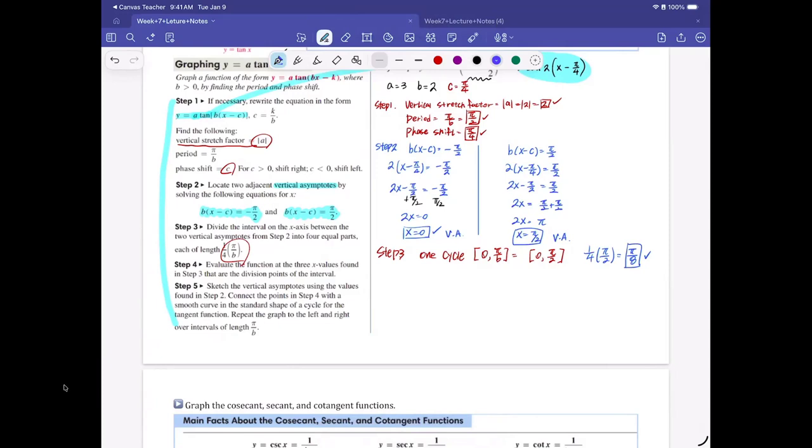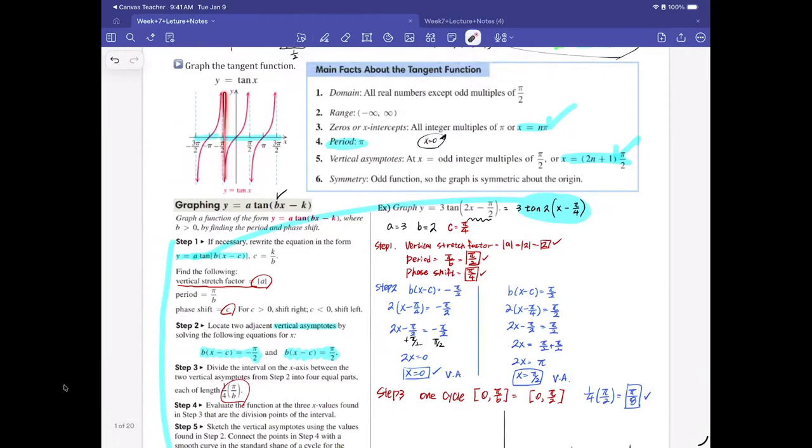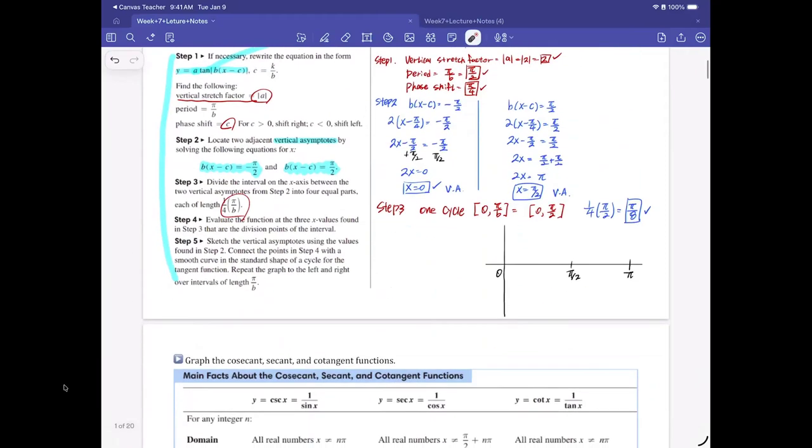So let's do the graph. This is all we need. One cycle is 0 to pi over 2, sorry. So I'm going to do 2 cycles. Because one cycle is one curve. One cycle is one curve. So that's why I'm going to show you two cycles.